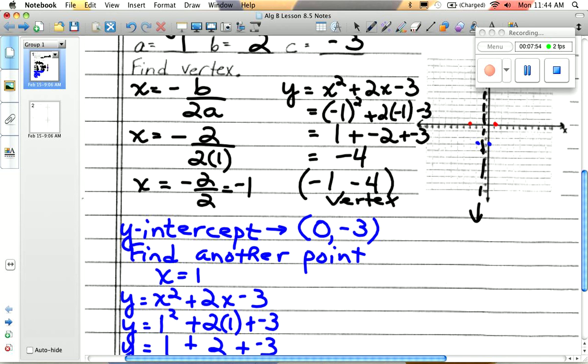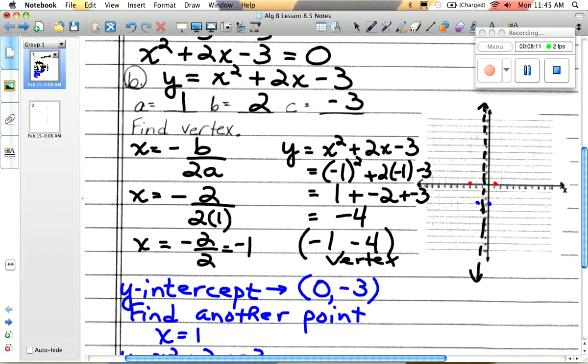Now remember, we're looking for the zeros of the function. Have we found them yet? Yes. We have, haven't we? Remember, zeros of the function are where the parabola is going to cross the x-axis. We just found those, didn't we? So we get to say we have found enough points, so now we're going to draw our parabola.